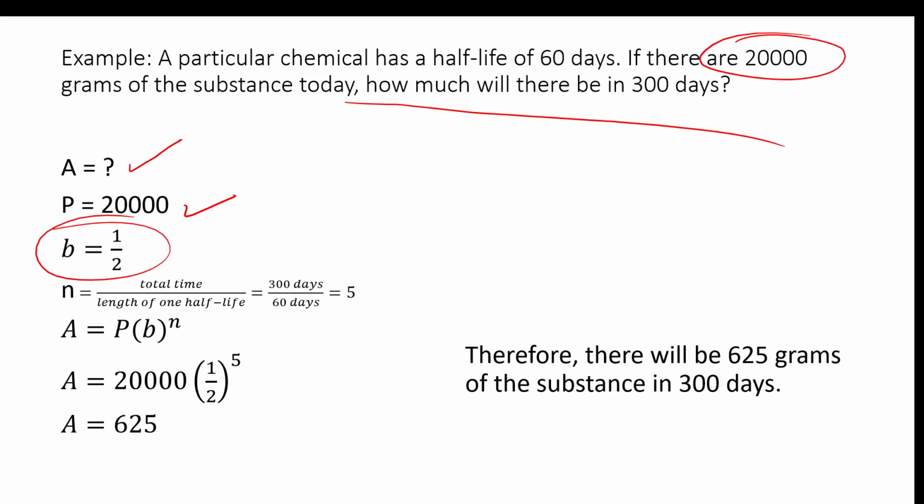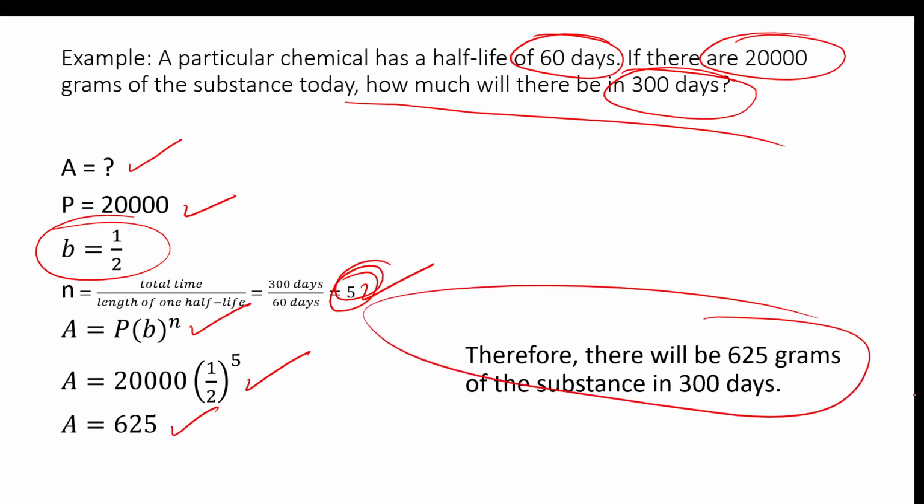We said earlier that the base of a half-life question will be 1/2. Now, how many times does that base get applied? If a half-life is 60 days and we've had 300 days go by, then 300 divided by 60 is 5, meaning that we've had a total of 5 half-lives. In a half-life question, n is the number of half-lives that have gone by. So A equals P times b to the n becomes A equals 20,000 times 1/2 to the exponent 5, which is 625, and there will be 625 grams of the substance in 300 days.